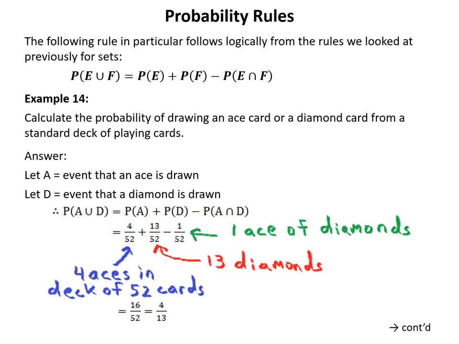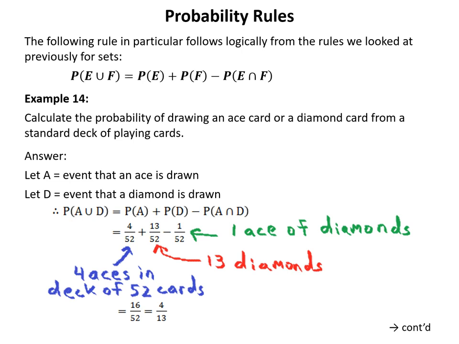So to answer this question, we can define the event A as the event that an ace is drawn, and the event D as the event that a diamond is drawn. Remember, "or" is like union. So an ace or a diamond would mean that we're looking for the probability of A union D. Using the rule above, we would find the probability of A, and add to it the probability of D. And since both A and D can happen, in particular if we get the ace of diamonds, we would have to subtract that because we've counted that probability twice.